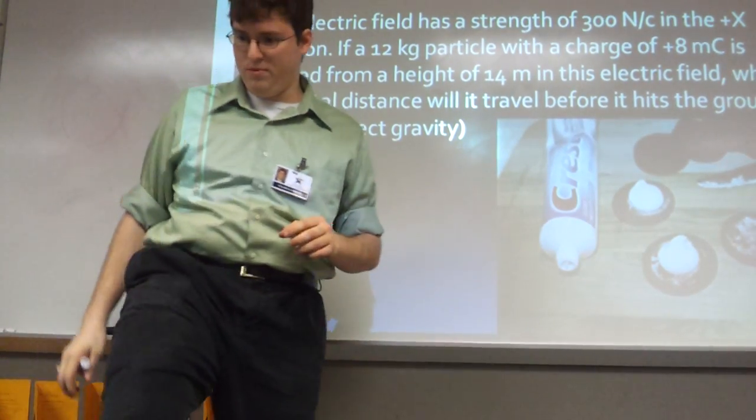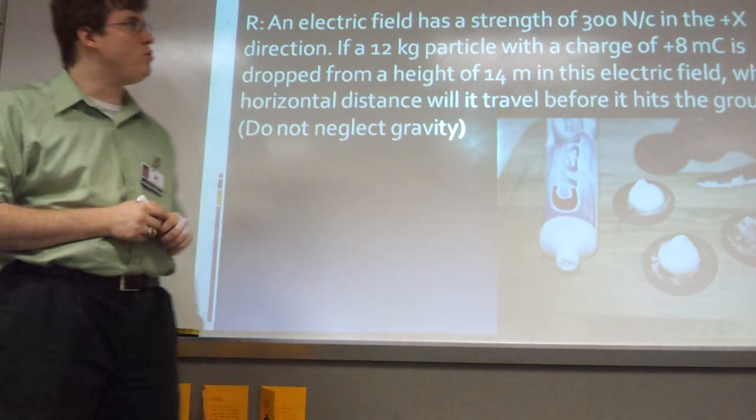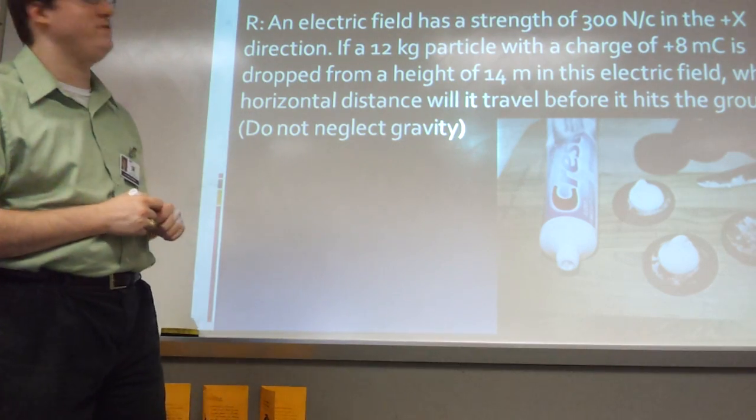Okay, a plus 3 Coulomb charge sits at 0, 0. A minus 2 Coulomb charge sits at 7, 0. Where can you place a plus 8 Coulomb charge to make the net force on the negative 2 Coulomb charge zero?